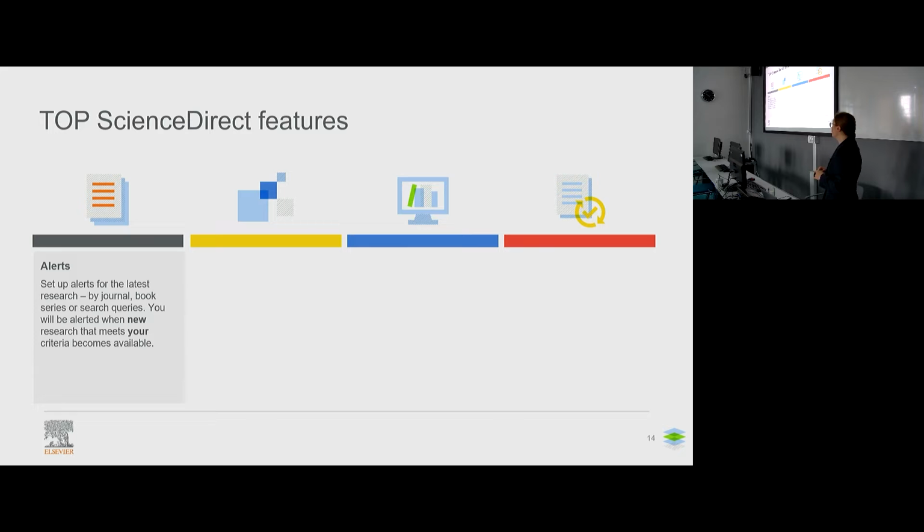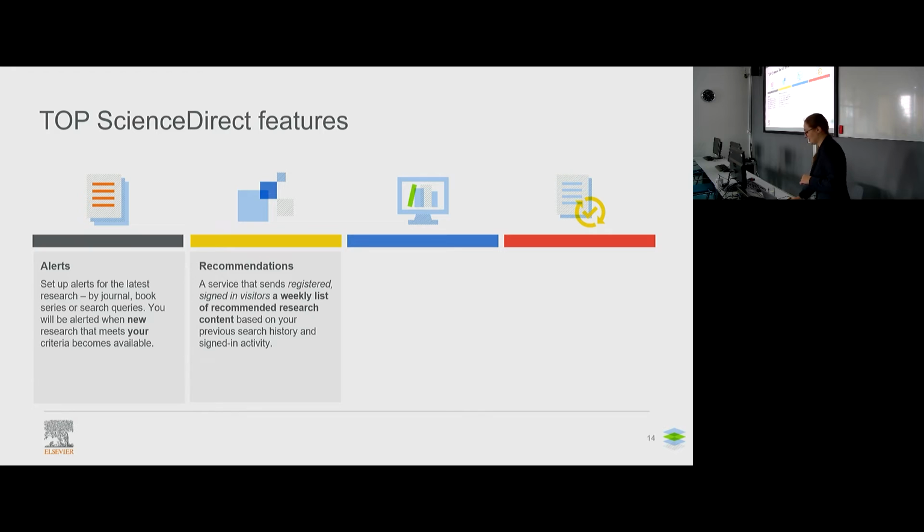Also, you can create an alert for a journal, but you can also create an alert for your search query. So if you prepare a very relevant search query, you can ask ScienceDirect: next time something new within my search query is added to the platform, please let me know.